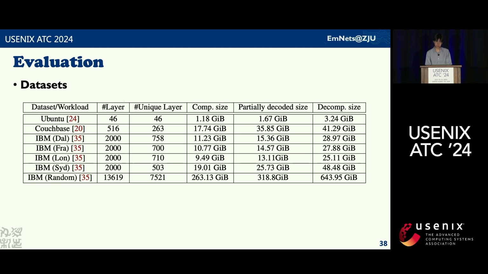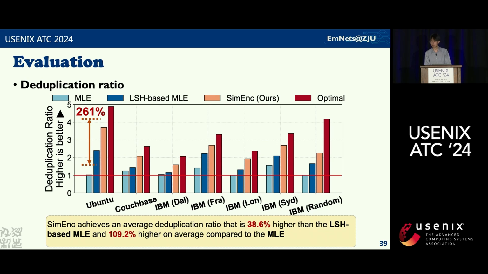We collected Ubuntu and Couchbase continuous version images from Docker Hub for the datasets, and used the IBM public workloads. In terms of deduplication ratio, SimEnc achieves an average deduplication ratio that is 38% higher than the LSH-based MLE and 109% higher on average compared to the MLE implemented in AWS Lambda. Specifically, SimEnc outperforms the LSH-based MLE by up to 54% and MLE by up to 161% in the Ubuntu datasets.